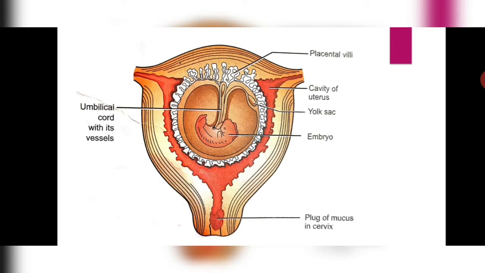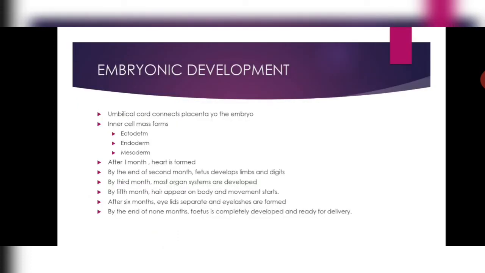As you can see clearly in this diagram, the placental villi formation has been shown, how it has been embedded in the uterine wall, the formation of yolk sac inside the cavity of the uterus. There is an umbilical cord which connects the fetus to the placenta. Also in the same diagram, you see the cervix has been blocked by a plug until the complete development takes place. Let us discuss the embryonic development in detail.